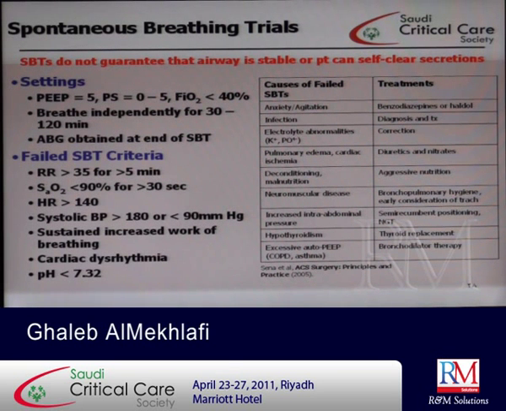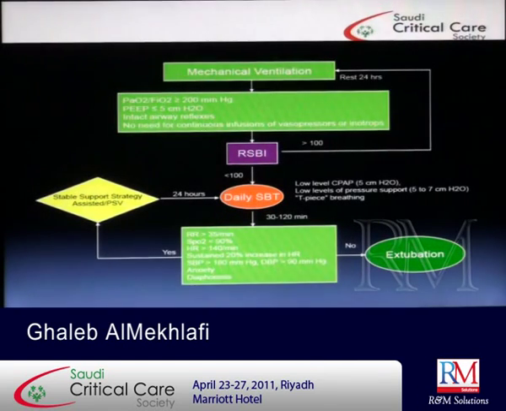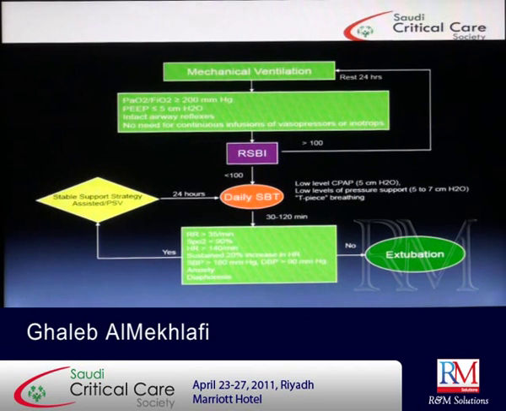If the respiratory rate is more than 35 for more than 5 minutes, SO2 less than 90, heart rate more than 140, systolic blood pressure more than 180 or less than 90, sustained increase in work of breathing by using respiratory muscles, cardiac dysrhythmias, or the pH drops down to less than 7.32, this patient failed the spontaneous breathing trial. What we will do, we will follow this protocol. Actually, this protocol can be different from one hospital to another, but this is a standard protocol.